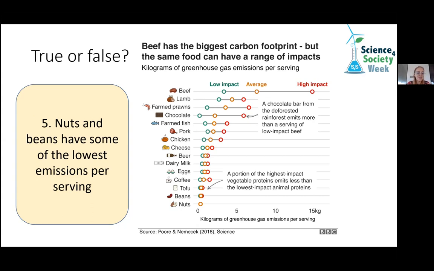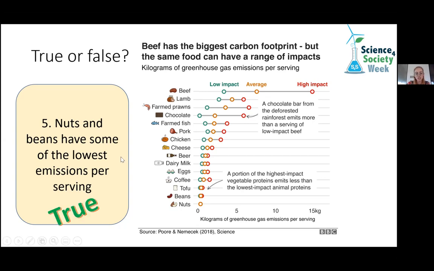But number five, nuts and beans have some of the lowest emissions per serving. And this is when we're talking about proteins. Perfect, so yep. Brilliant. Yeah, we've got some fantastic answers coming through.